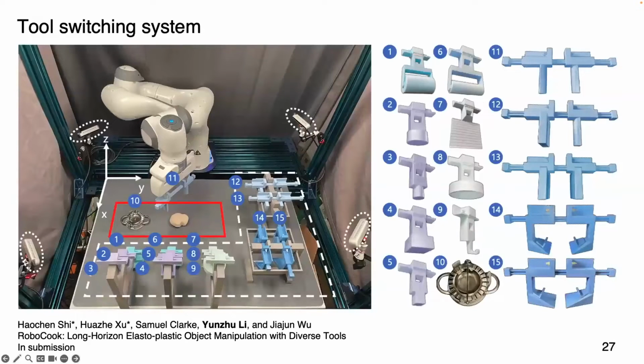We then design a tool switching system capable of efficiently transitioning between the tools. Here, as marked by the white ellipses, are 4 RGBD cameras we use to observe the environment to get 3D reconstructions of the dough we are manipulating. And this red rectangle indicates the workspace we are working in.